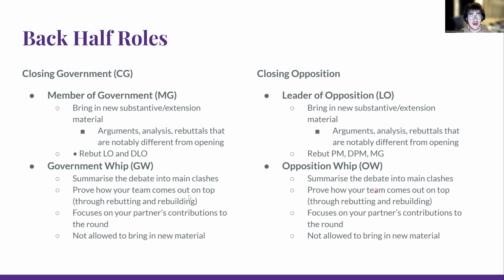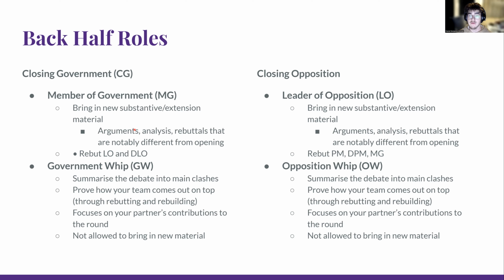For back half roles, we have closing government and closing opposition. For closing government, the member of government, or the MG, is to bring in new substantive extension material. What this means is that when you are in closing, in order to do well, and this is where I'm going to start explaining where these ideas play in, you are to bring in a new argument or a new line of analysis that has not been thoroughly explored, analyzed, or brought up in the front half. Because you are not preparing with the opening government as closing government. In fact, you're competing against them.